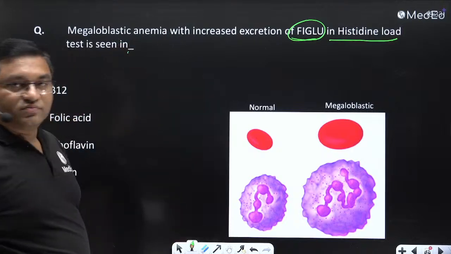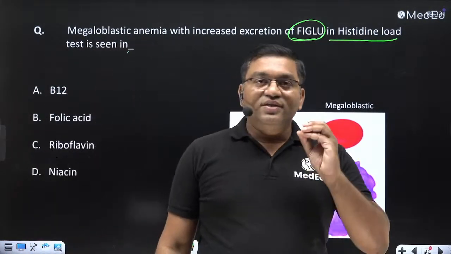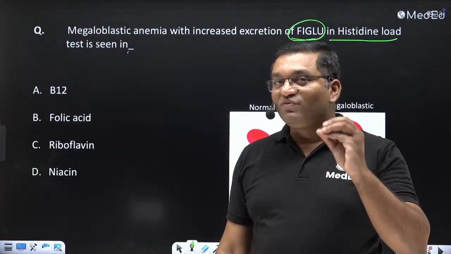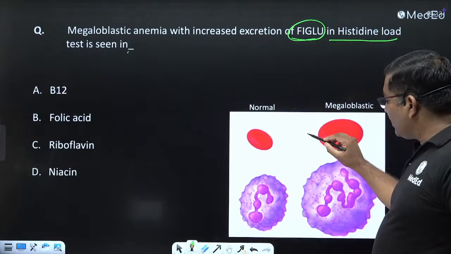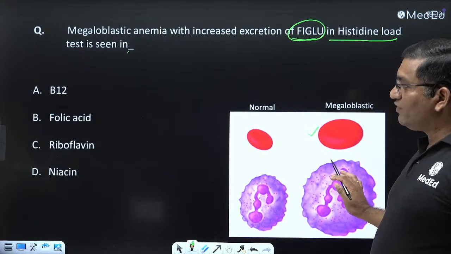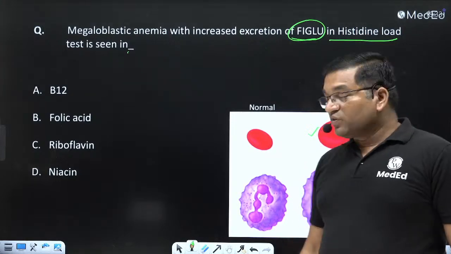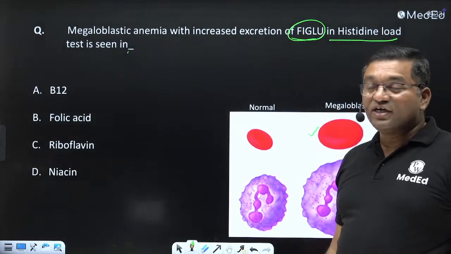So there is megaloblastic anemia in B12 deficiency. There is megaloblastic anemia in folic acid deficiency. Now how to differentiate between these two? See, megaloblastic anemia means large oval RBCs and hypersegmented neutrophils. This is a feature of megaloblastic anemia. There is increased MCV.